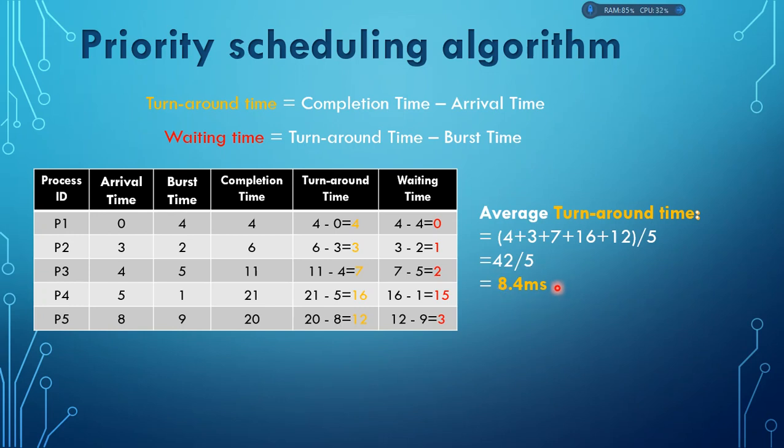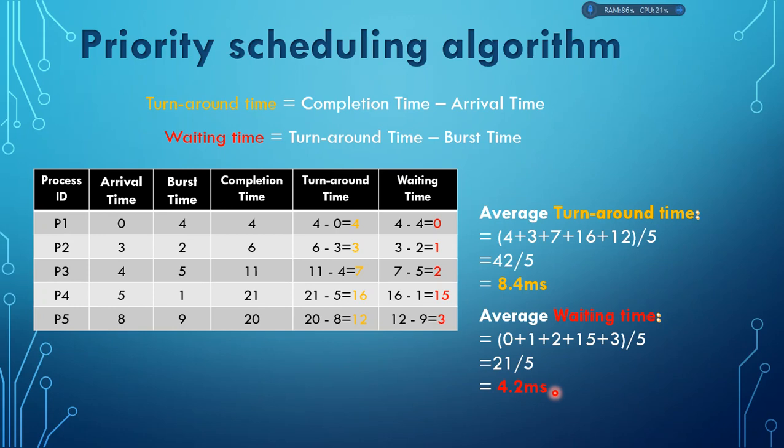How about the average waiting time? Same formula: we add the values of the waiting time divided by the number of processes. Substituting, 0 plus 1 plus 2 plus 15 plus 3 is equal to 21, divided by the number of processes, which is 5, is equal to 4.2 milliseconds. So the average waiting time is 4.2 milliseconds.